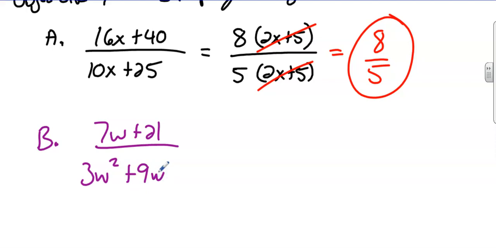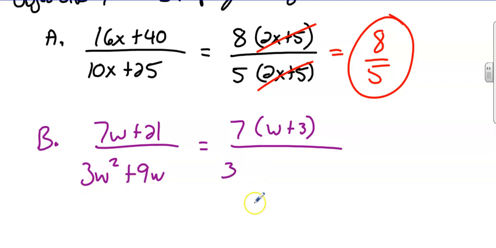Same problem, a little different look to it. On the top with the numerator, 7w plus 21, you can divide them both by 7. And that would leave you with a w plus 3. On the bottom, you've got 3 and 9, so you can divide them both by 3. You had w squared and w to the first, so we can take out 1w. That leaves us with a 3w. Oh, sorry, hang on. It'll leave you with a w plus 3.